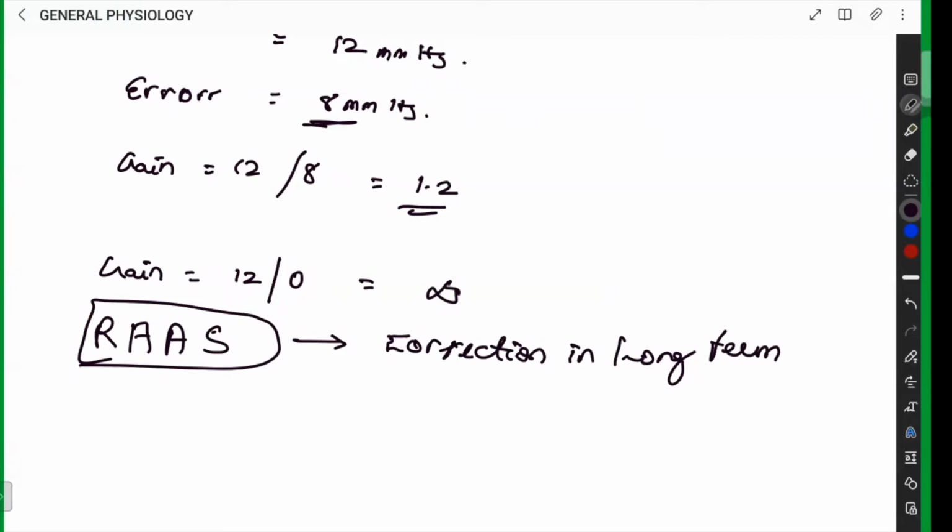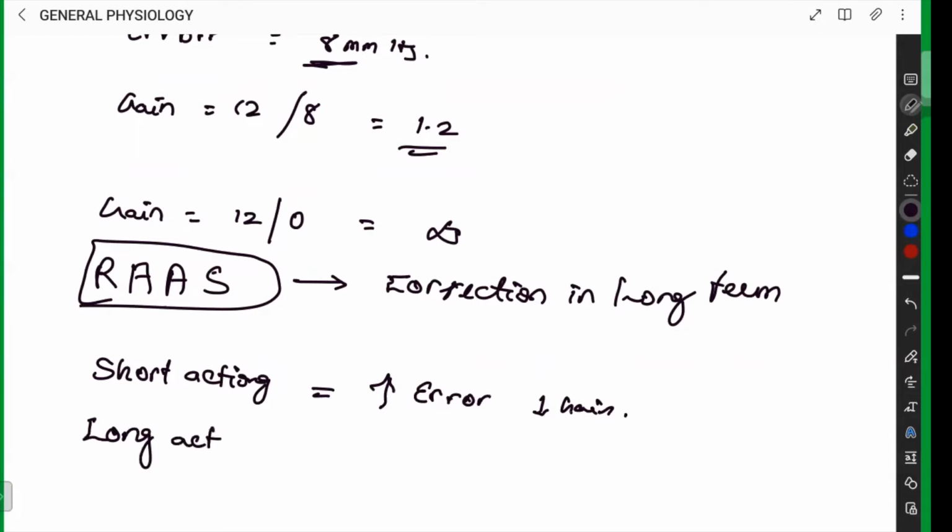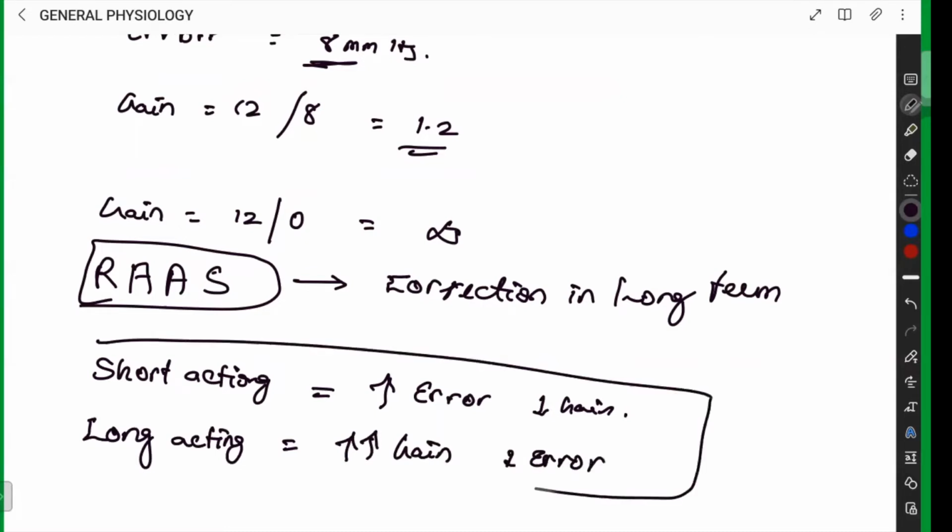But remember, whenever the system is short acting, here you will be having more error and less gain. In a condition where regulation is long acting, there you will be having more gain and less error. So this is what at the end of the discussion you should take home. This is the take home message. Clear? So your gain indicates the effectiveness of the negative feedback mechanism.